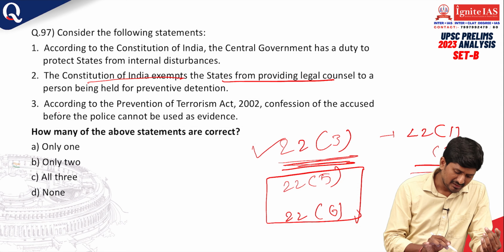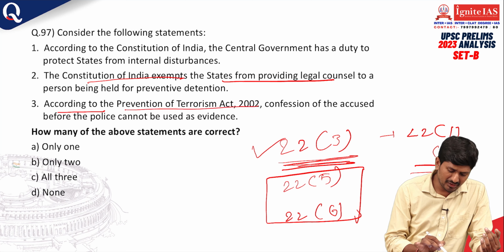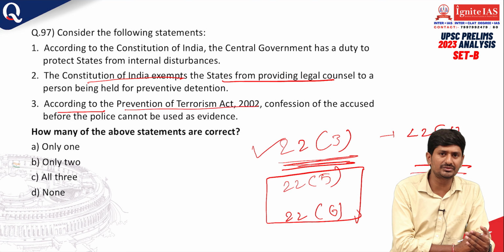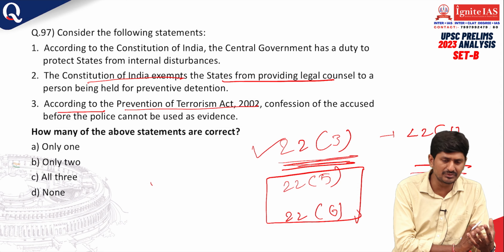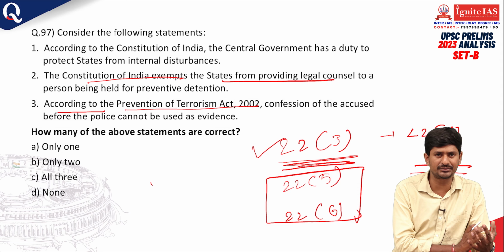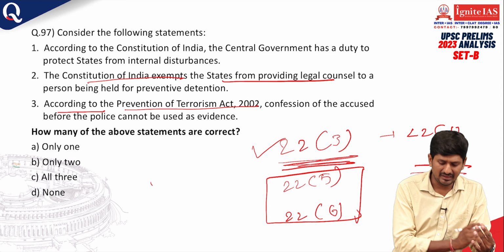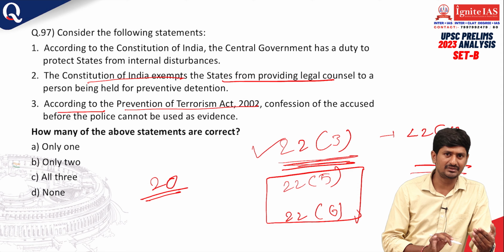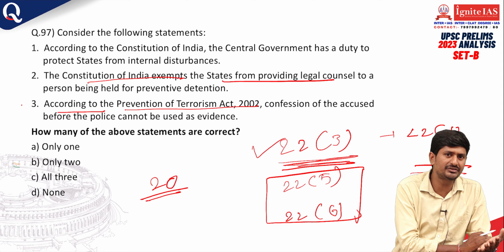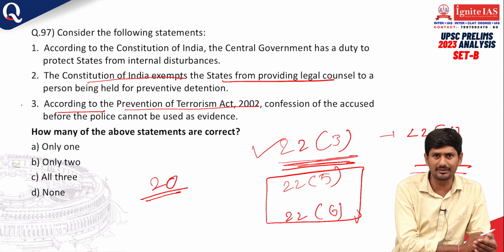Okay, right. Next one is, according to the Prevention of Terrorism Act of 2002, confession of the accused before the police officer cannot be used as evidence. Actually, the opposite is true. Usually, under article 20 of the Constitution, there is no scope for self-incrimination. What is the meaning of self-incrimination? Nobody shall be forced or pressurized to act as a witness against himself.